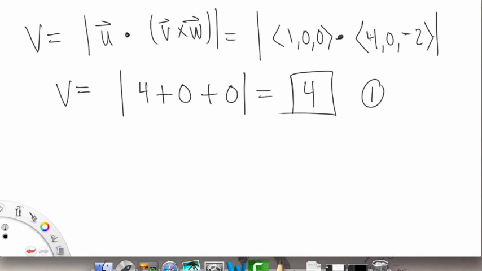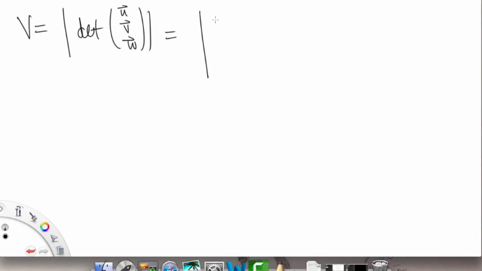Now I'll start the second method on the next slide and see if we get the same thing. The second method is just taking the determinant using u, v, and w. Let's set that up. We no longer have i hat, j hat, k hat on the top, but now we have the components of our u vector. This row is for u, this is for v, and this row is for w. So v is 0, 2, 0, and w was 1, 1, 2.